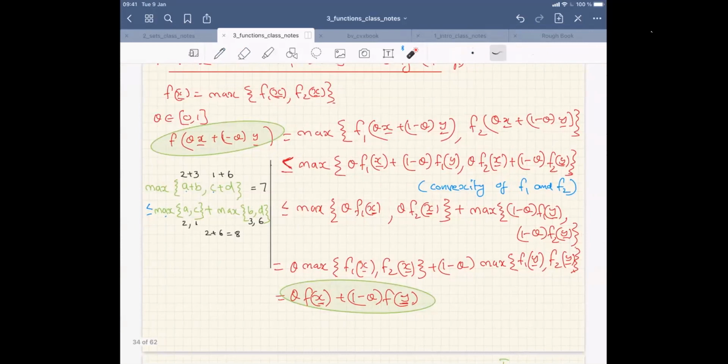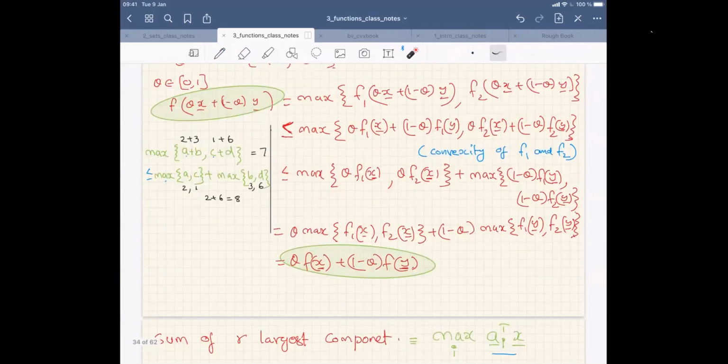So then it's an inequality with the same side, the same orientation. I do this now. Theta is a positive quantity. I take that outside. It will not affect the max. I take it out. Now I have max of f1 and f2. Here also max of f1 and f2. Okay, just that, that is our original function f of x.